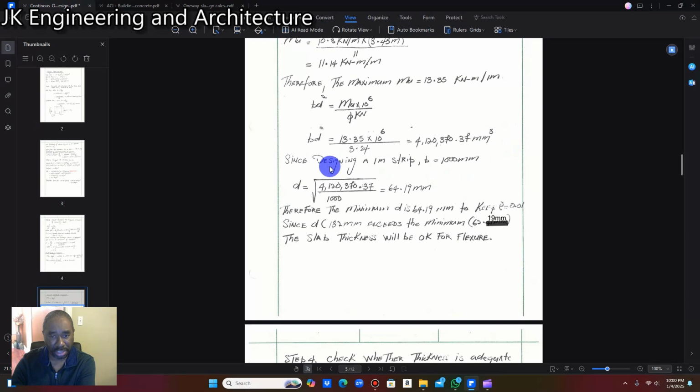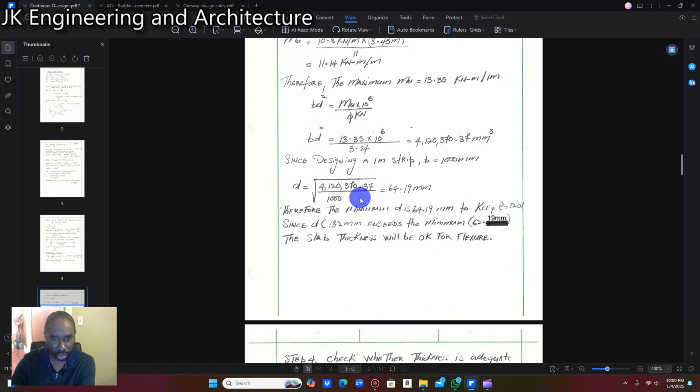So we are designing a 1 meter strip, so we know b is going to be 1,000 millimeter or 1 meter. So we're going to use 1,000 millimeters. It's going to be 4,120,370.37 divided by 1,000, and we're going to find the root of that. Since we are using d squared, we want this to be d only, so we want to get rid of the square.